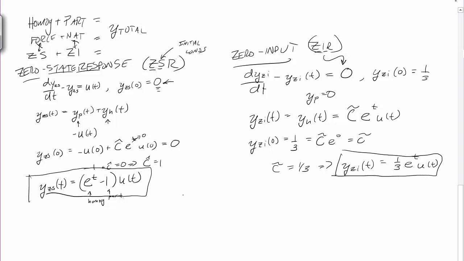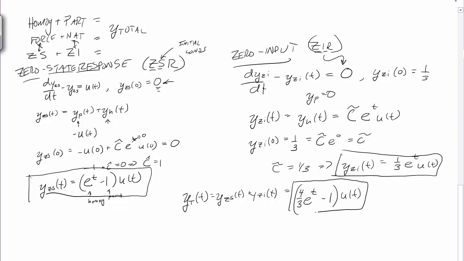and hopefully when we sum them as the sum of y zero state and y zero input, I get e to the t plus 1/3 e to the t, so that's 4/3 e to the t minus 1 u of t. And this is the total solution we got using the forced and natural method. Okay.